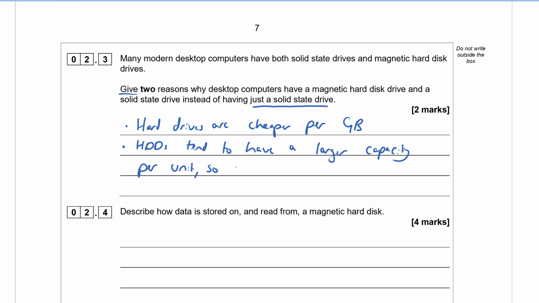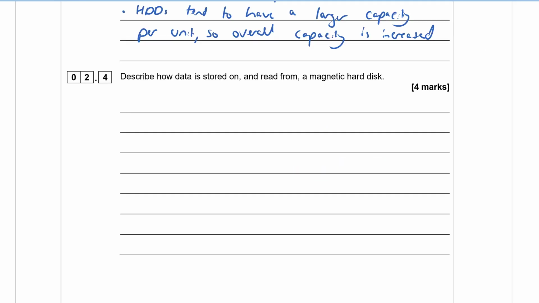So overall capacity can be larger, let's just say that. So speed is relevant when we're comparing, but not really for this question, because it does say you could just have an SSD. For 2.4, we need to describe how data is stored on and read from a magnetic hard drive. For 4 marks, so we're looking for 4 points here, if possible. And describe means you really take the examiner through how this works.